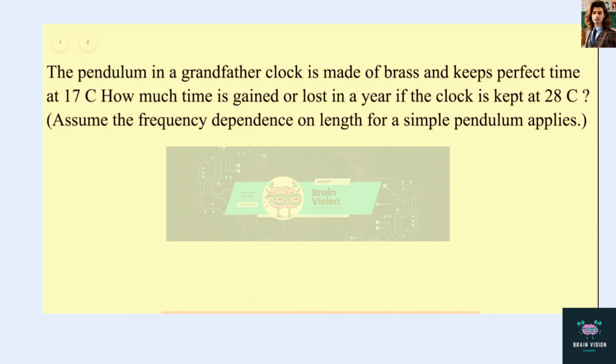The pendulum in a grandfather clock is made of brass and it keeps perfect time at 17 degrees Celsius. How much time is gained or lost in a year if the clock is kept at 28 degrees Celsius? Assume that the frequency dependent on length for a simple pendulum applies.